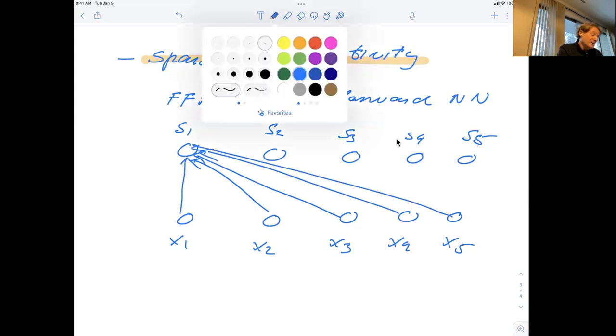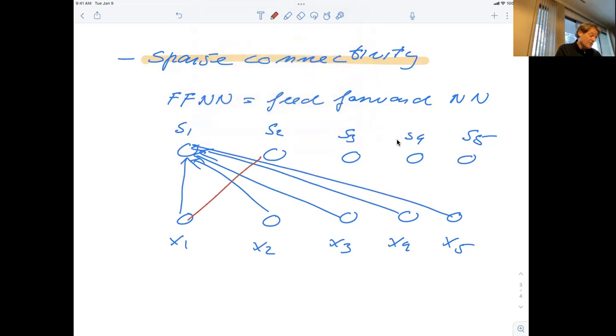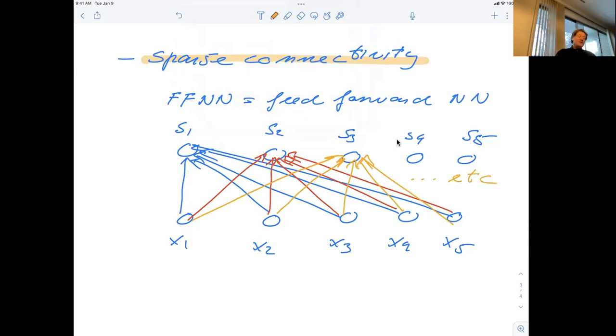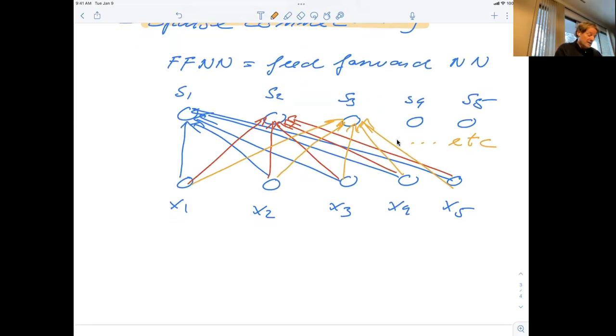Now, the same thing repeats itself with S2. So this is a fully connected neural network. So it receives an input from X1, from X2, X3, X4, and X5. Similarly, S3 receives an input from X1, X2, X3, X4, and X5. And then I'm just putting dots here, et cetera. So this is the typical setup of a feed-forward neural network. In this specific case, what we need then is something like 5 inputs times 5 weights to train.